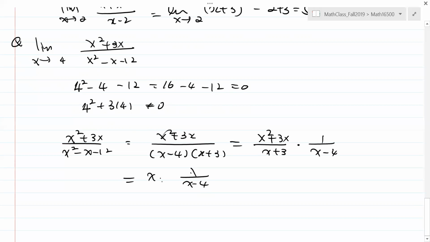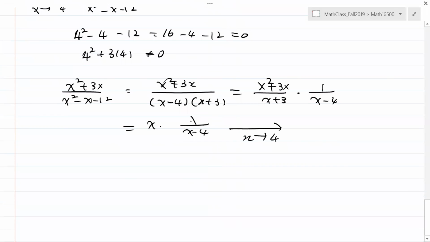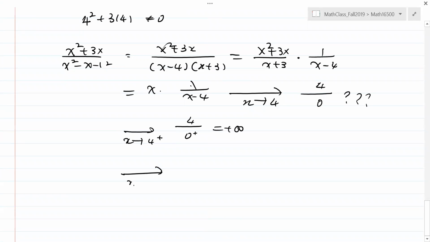So what you get here is, as x approaches 4, it approaches 4 over, whoa, okay, over 0, right? So I have to put a question mark in there. It's infinity or positive or negative infinity. It's not clear. But I think if x approaches 4 from the positive side, then x minus 4 is always positive, so you get positive infinity. But if it approaches 4 from the negative side, then that is going to be negative. That's negative infinity.